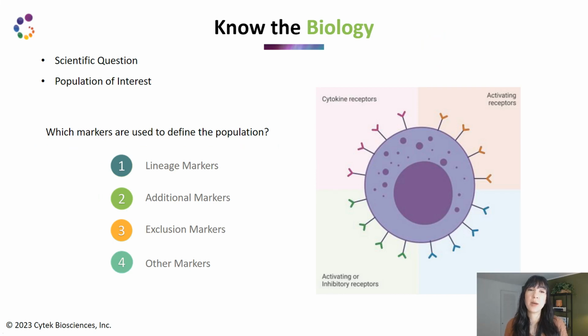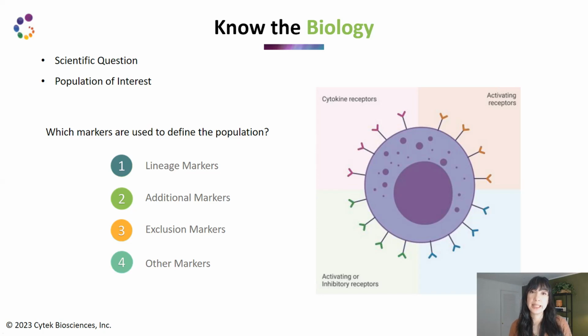So starting out, we really want to have it clear in our mind. What is our scientific question? What are we trying to address that will help us understand what populations we are interested in looking at with our panel design? Now, if you are looking at immune markers, you could think about these different loose groups of markers. This is just an example strategy. You don't necessarily have to use this, but it can be helpful.